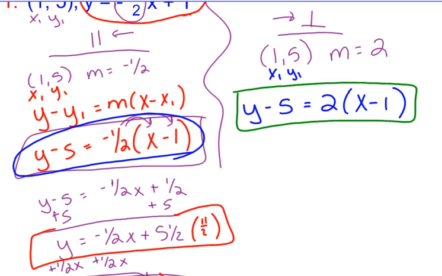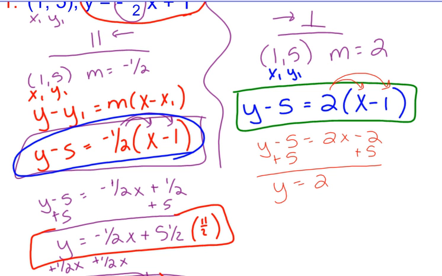Now for slope-intercept form, I would need to distribute my 2. So y minus 5 equals 2x minus 2. And then I would add 5 to both sides. y equals 2x plus 3. There's my answer for slope-intercept form.